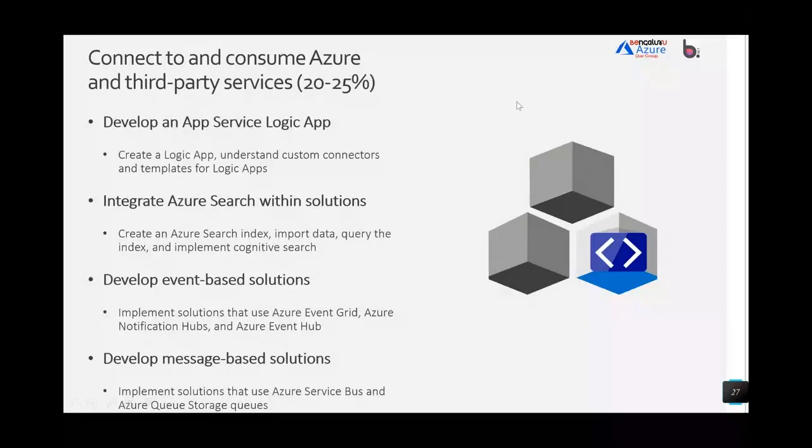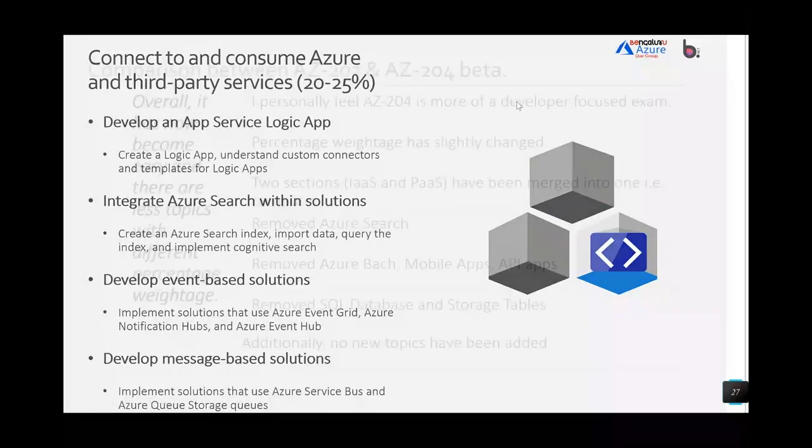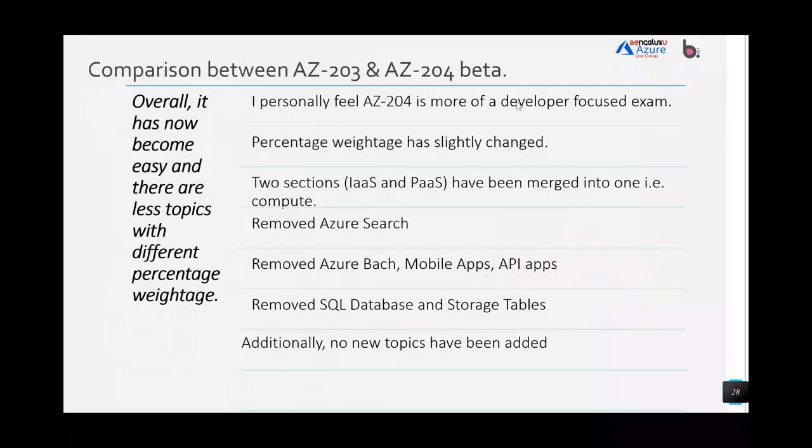Now, guys, very important part. All these topics that I have explained to you, the content of these key topics would be the same whether you go for 203 or 204. But what would not be there in 204? I personally feel 204 is more of a developer-focused exam, right? And in 203 and 204, the content of the examination is almost the same, I mean almost all the topics are the same, but the percentage weightage has slightly changed.